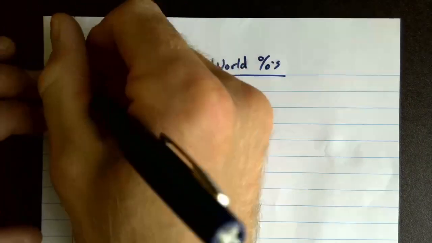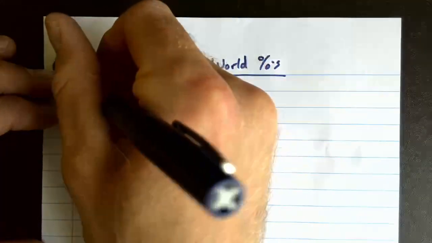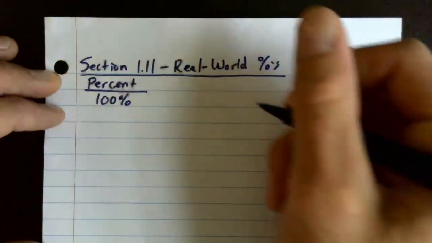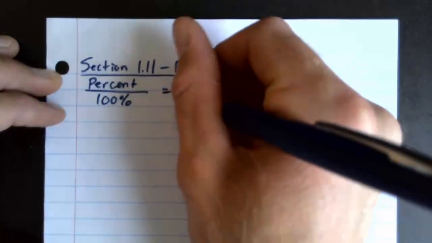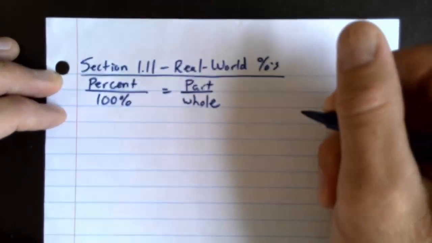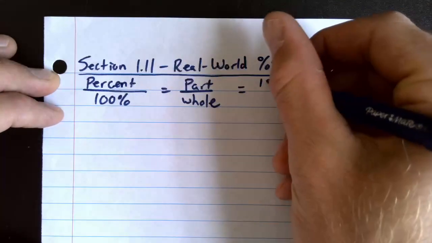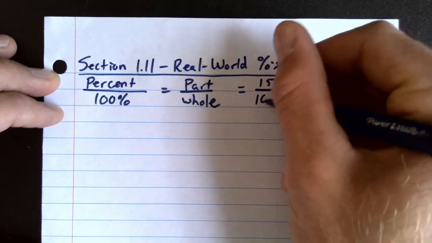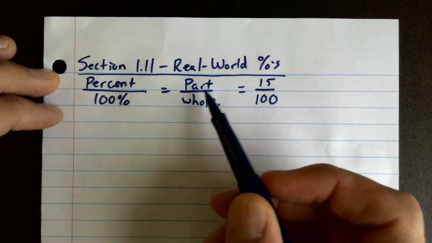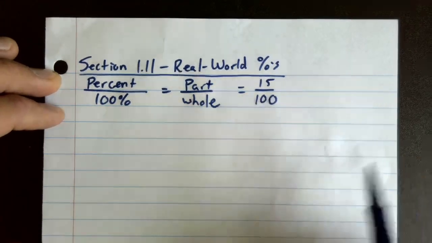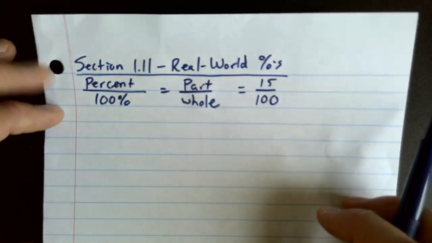Now we know that a percent is a percent over 100, or 100%. And we also know that that equals part over whole. For example, we've seen 15% is 15 over 100. So percent over 100% is equal to part over whole, which is also equal to 15 over 100, or any number over 100.